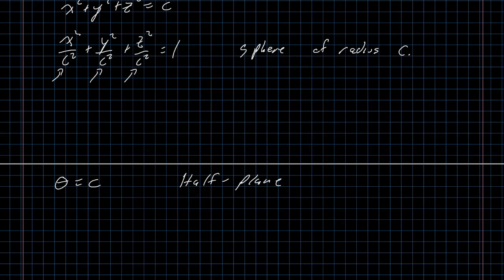Right? When theta is equal to a constant c, we're going to get the half plane that starts at the z-axis and continues outward. It's going to be exactly the same thing that we got when we were dealing with the constant surfaces in cylindrical coordinates.